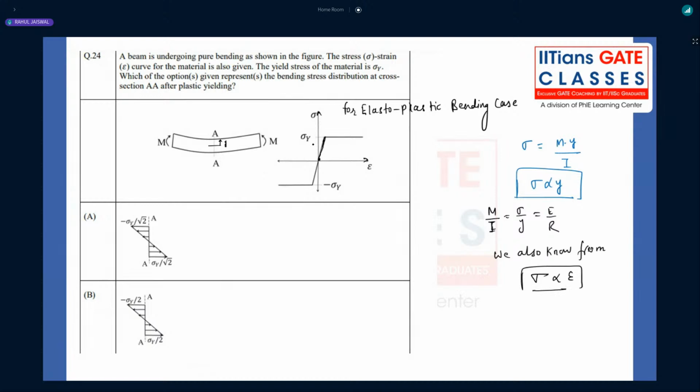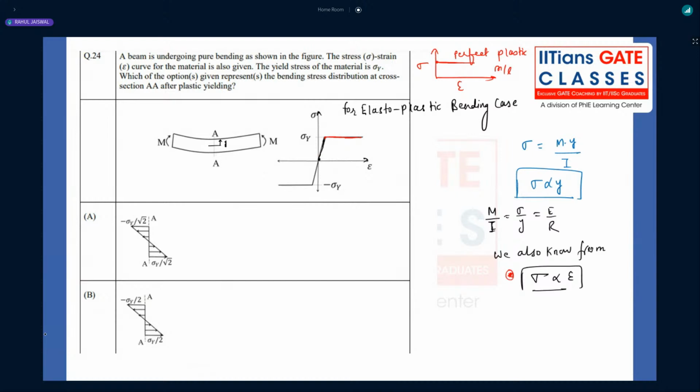I am stretching this particular thing because it is very, very important. Stress is directly proportional to strain, so it will be linear up to this point. Then it behaves like a perfectly plastic material. If you plot the graph of sigma versus strain for a perfectly plastic material, it will be like this. For a perfectly plastic material, what is going to happen if you keep on applying the bending moment? Even at the neutral axis there will be some bending deformations, but we generally don't consider that in our case, for the elastic material. This question is given for the elastoplastic bending case.